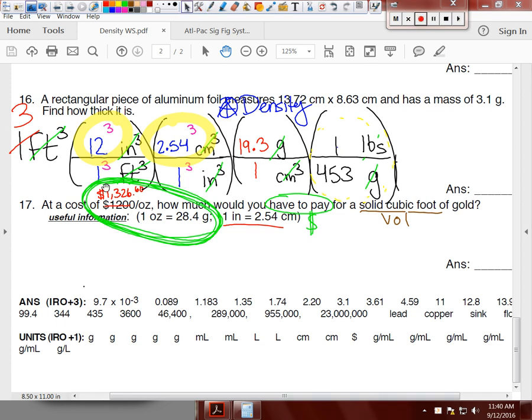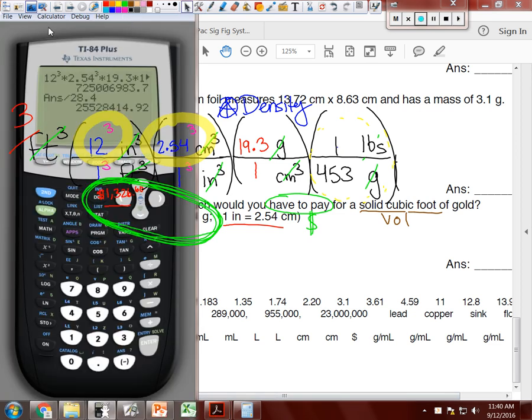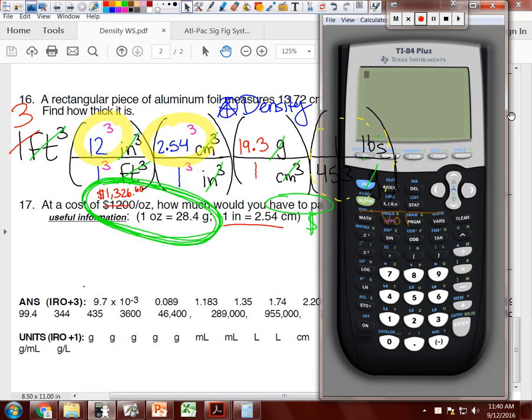Stay with me, guys. All right. Do y'all want to know? 12 cubed times 2.54 cubed times 19.3, divided by 453. It weighed 1,206 pounds.